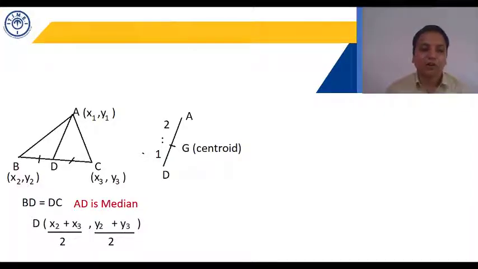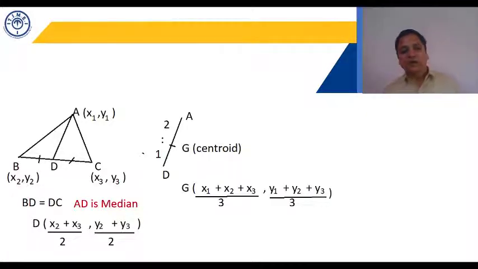So in a triangle, how many medians are there? Three. A median divides a triangle into two parts of equal area. Perfectly right. A median divides the opposite side into two equal parts, because the median is found when A is joined to the midpoint of BC, that is at point D. I hope this is clear.